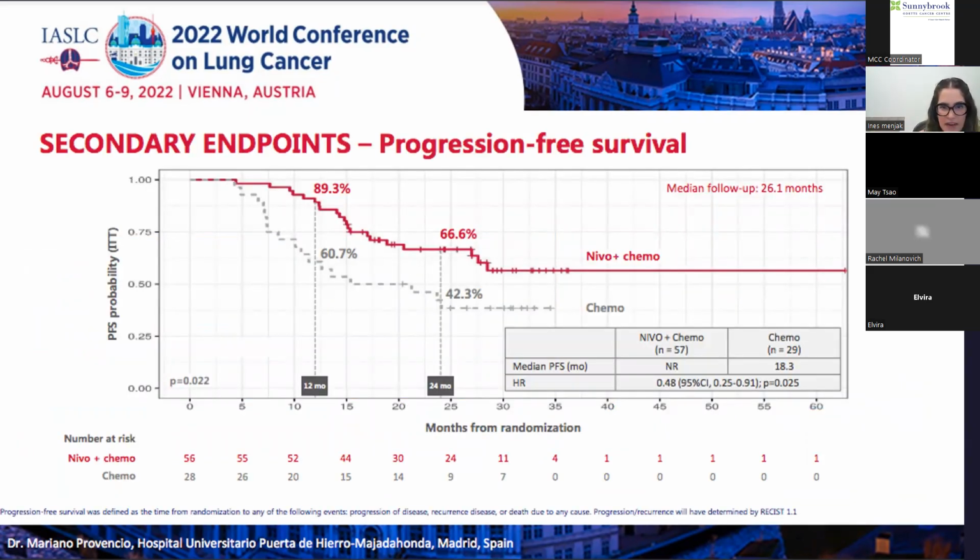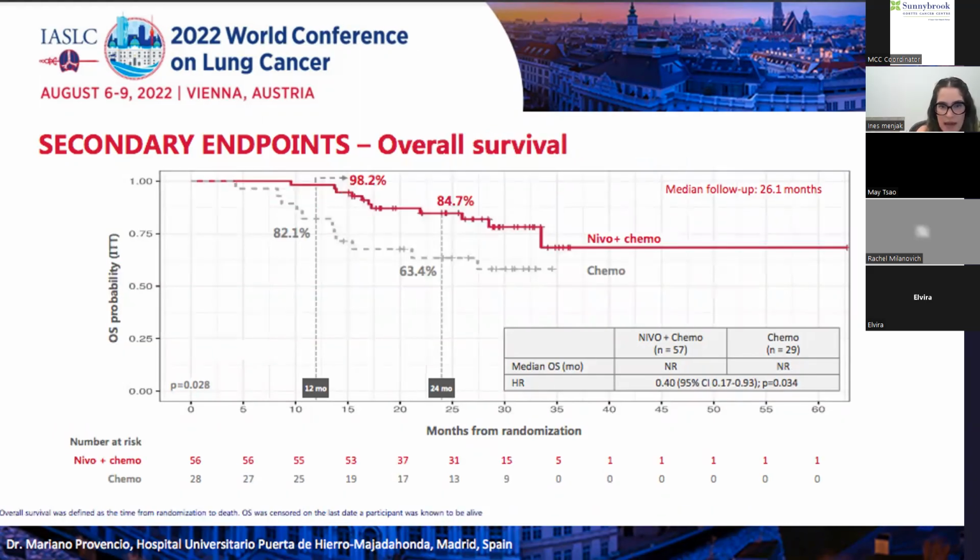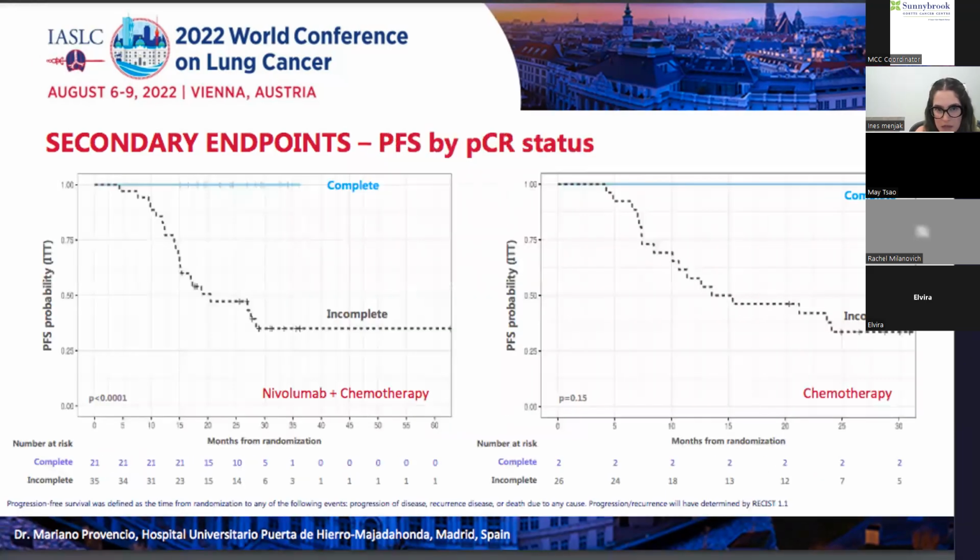The PFS at 24 months was met as a secondary endpoint, with the median not reached, and the hazard ratio was 0.42 with statistical significance. 66% of patients were free of disease progression in the nivo and chemotherapy arm, compared to 42% in the chemotherapy alone arm. In terms of overall survival, the benefit was seen with a hazard ratio of 0.40, statistically significant, and the median overall survival was not reached, with 84% of patients alive in the combination arm.